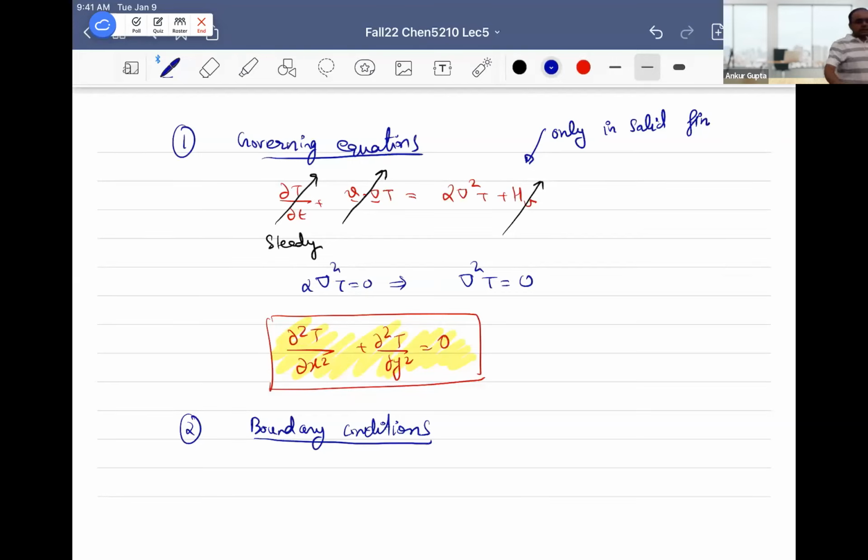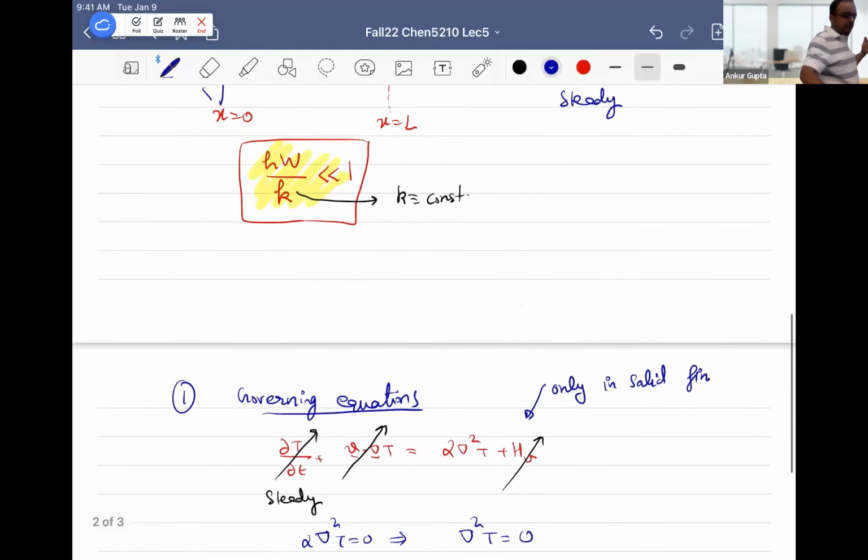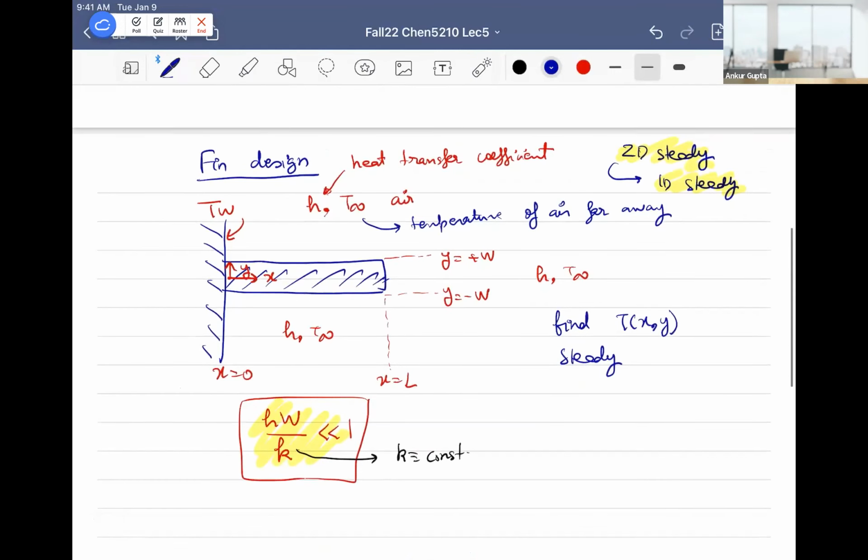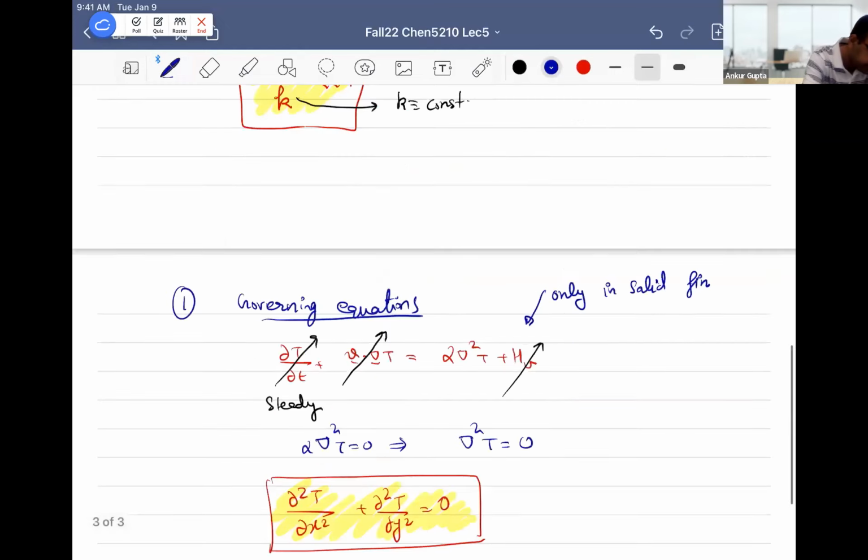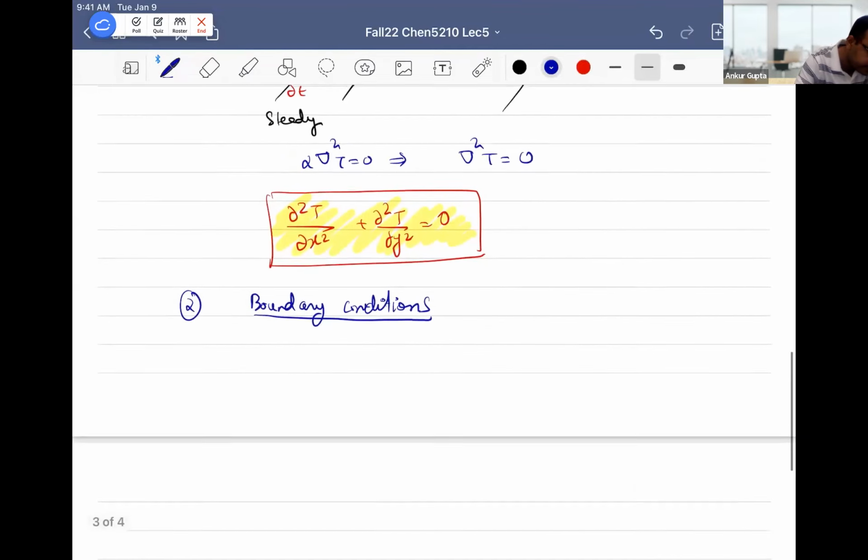Another way to think about this: I have a rectangle, so I'll have two boundaries in x and two boundaries in y. It has to work out this way. So we have basically four boundaries, and we want to get the answer in that. So we'll have four boundary conditions.